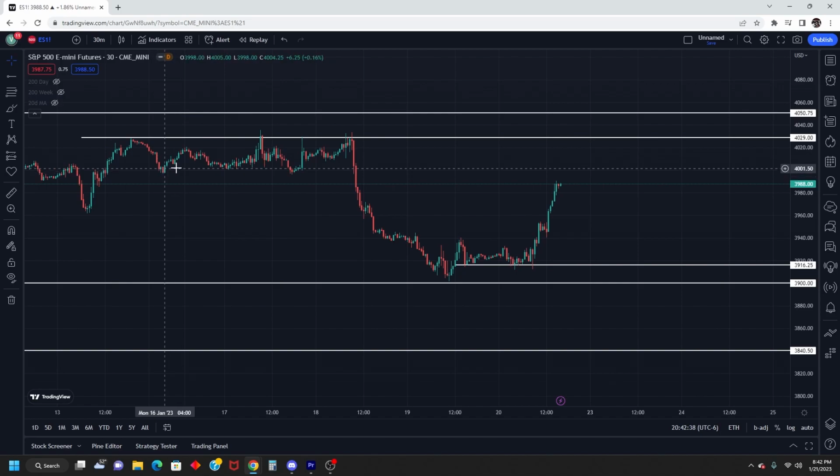Tried to accumulate at these 39.97 lows. Came back up.